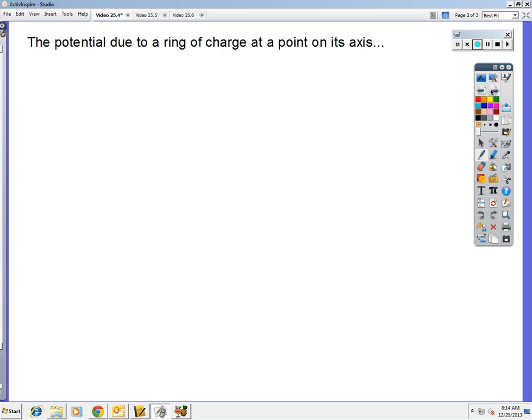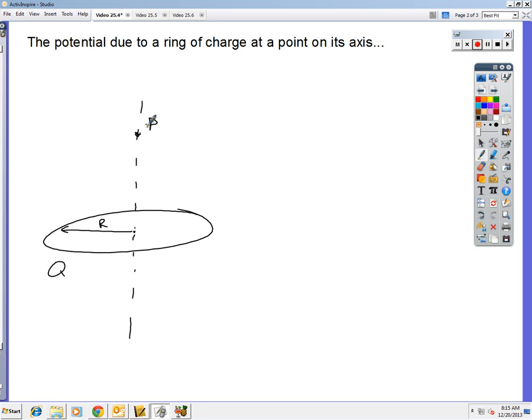So let's look at an example. Let's say we have a ring of charge, total charge Q, radius capital R, and we want to know what the potential is at a point on its axis. And we'll call that point P here, and we'll say that's at a distance z above the center of the ring.